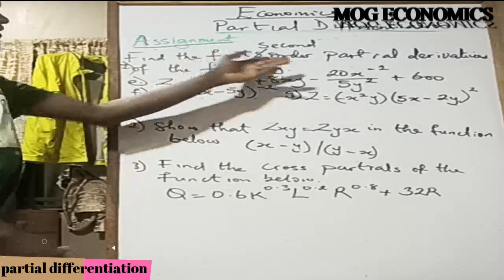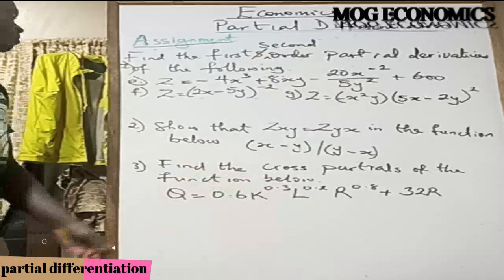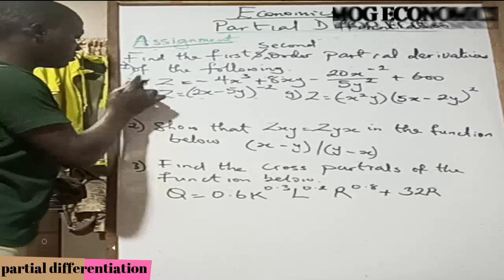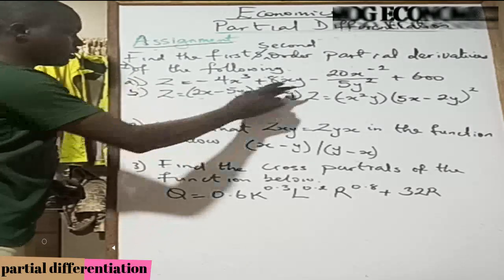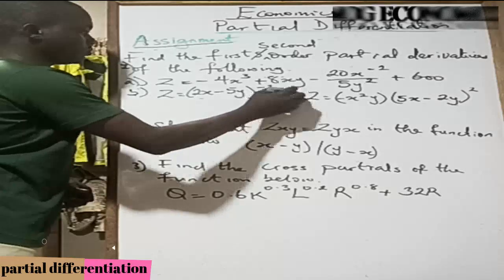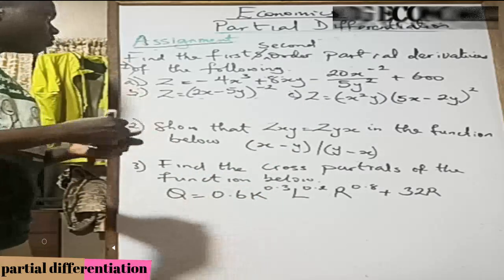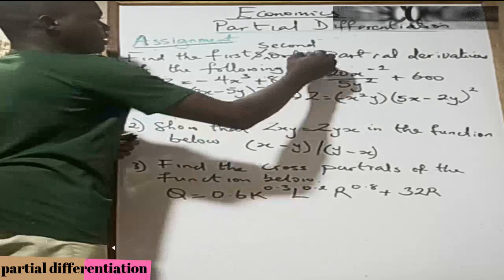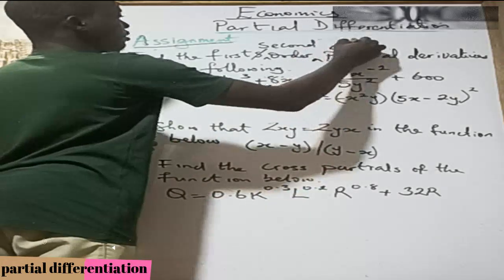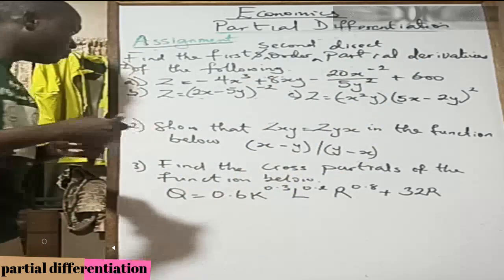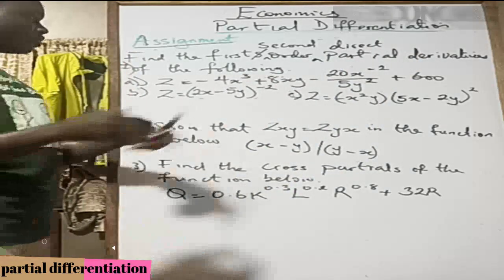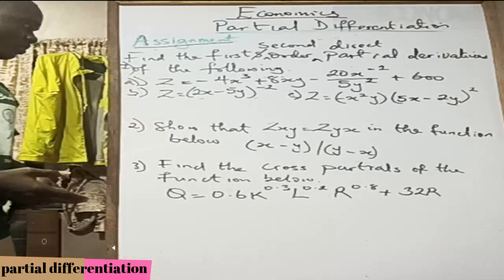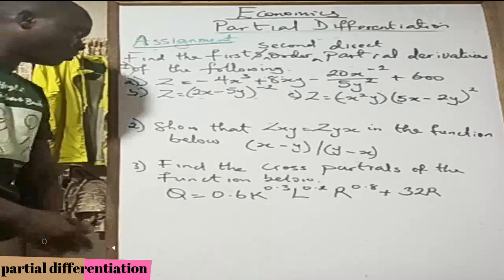Find the first and second order partial derivatives of the following. So you have this is A, and this is B, and this is C. So 3 of them. First and second order direct partial derivatives. So you are not looking for cross partial derivatives. Now for number 2, show that zxy equals zyx for the function below, x minus y divided by y minus x. So you show that zxy is equal to zyx.